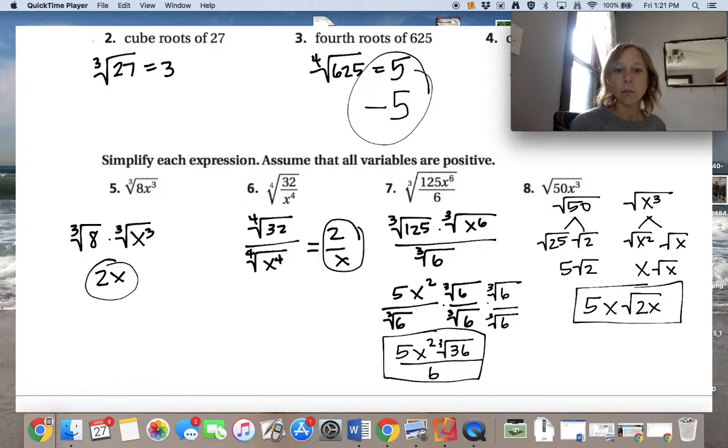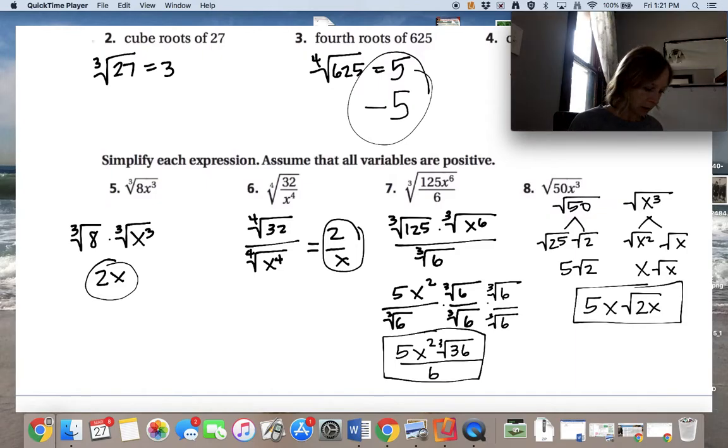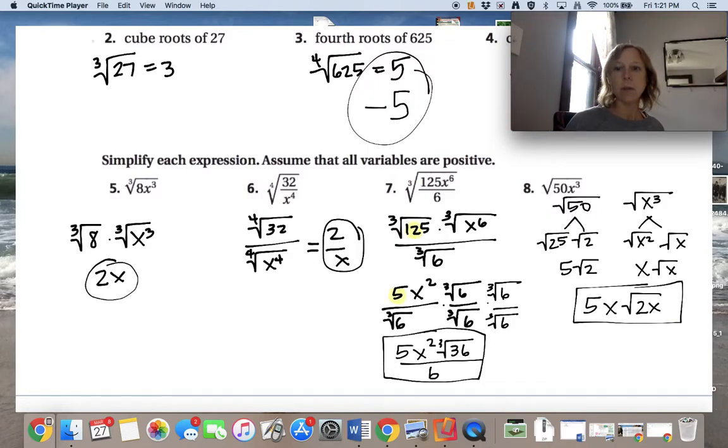For 7, you're going to take the cube root of each thing separately. Cube root of 125 is 5. I think that's pretty self-explanatory. Let's see here, I'll try highlighting. We also have the cube root of x to the 6. Remember that shortcut. We can divide the 6 by the 3. We can take our radicand and divide it by the index. And so 6 divided by 3 is 2. So that's where that x squared comes from. Now, cube root of 6, we don't know. That's not an integer answer.